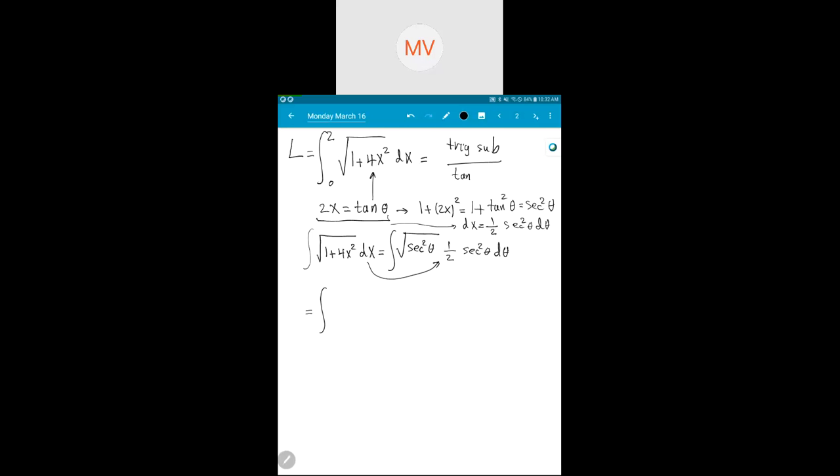Let's continue. And remember, the limits 0 to 2 were the limits for x, right? So I'm going to emphasize here that those are limits of x, not theta. Unless you want to write 0 to tan inverse of 2, or half tan inverse of 2. Okay, let's simplify this. One secant times another secant squared becomes secant cubed. So we have half secant cubed theta d theta.